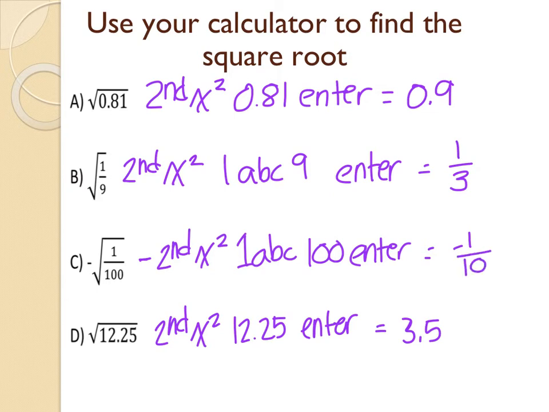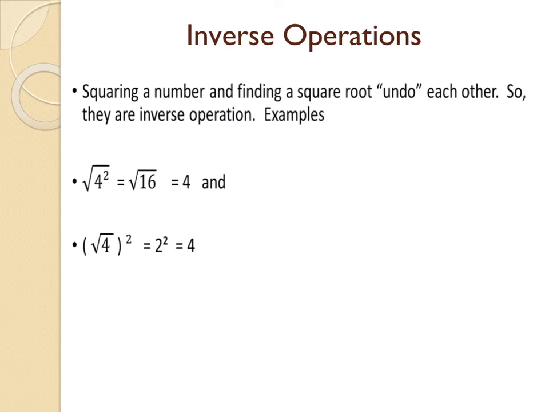Slide number 8, inverse operations. Squaring a number and finding a square root undo each other. So they are inverse operations, just like when you're undoing addition with subtraction or multiplication with division. When we take the square root and then we square it, we're undoing the operation. If you look at my first one here, 4 squared, we know 4 times 4 is 16, so I have the square root of 16 right here, and that's going to equal 4.